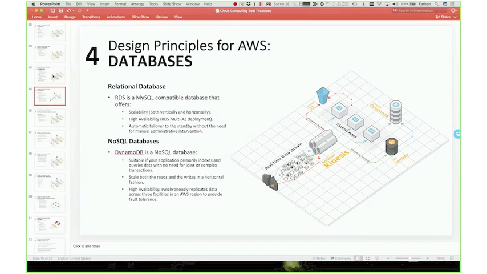So, relational databases. Amazon Aurora, Amazon MySQL, MariaDB implementation, Cassandra implementation. All of these are relational databases. You guys can use that.